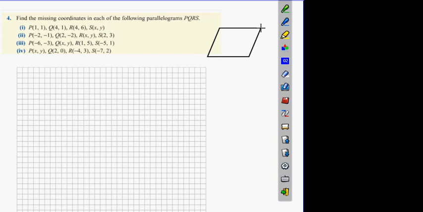Okay? So what we look at here is this is our XY axis.